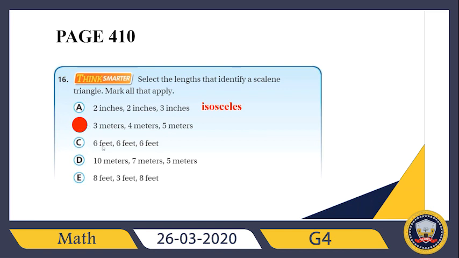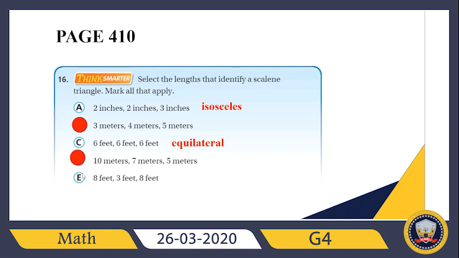What about C? 6 feet, 6 feet, 6 feet. If it has 3 equal sides, I know this triangle is an example for an equilateral triangle. What about D? 10 meters, 7 meters and 5 meters. So when I check them, I can see all of them are different from each other. If there are no equal sides, I'll say this is an example for a scalene triangle. So I need to mark it.